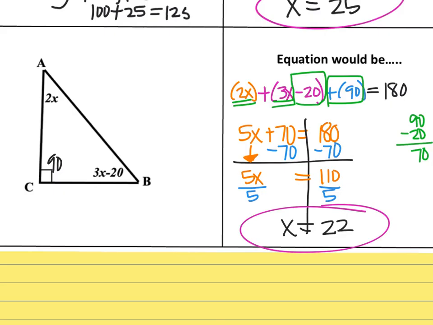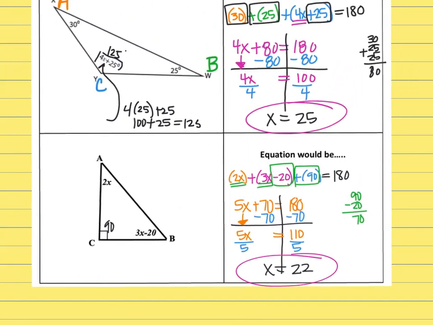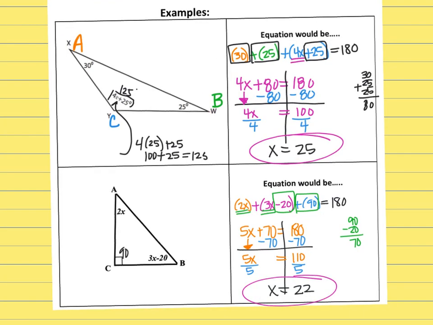If it asked me to find the measurement of a specific angle, then that's when I would come back in here. And for this one, I would do 2 times 22. For this one, I would do 3 times 22 minus 20 to get the value of B. But for this one, I won't work it out. I'll just stop with the value of x on that one since we already did it on the one above to show you what to do.